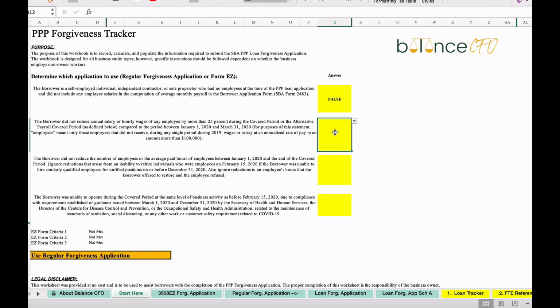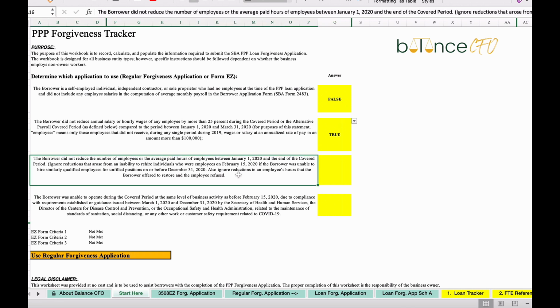So as long as you did not reduce any employee by more than 25%, now that's employees, if you have the same employees. If they're different employees, then it doesn't matter. But if they're the same employees, you cannot reduce it by more than 25% and be able to qualify for this EZ form. So let's say in this case that we say, yeah, actually that does apply to us. That's true. You'll notice that still though, we have some more criteria we have to meet. So we have to meet also this one and one of these two in order to meet the criteria.